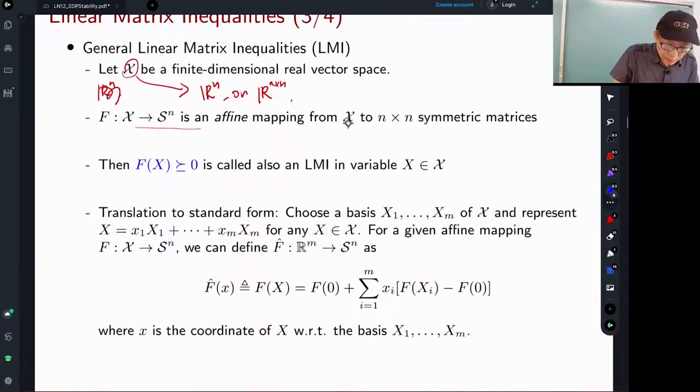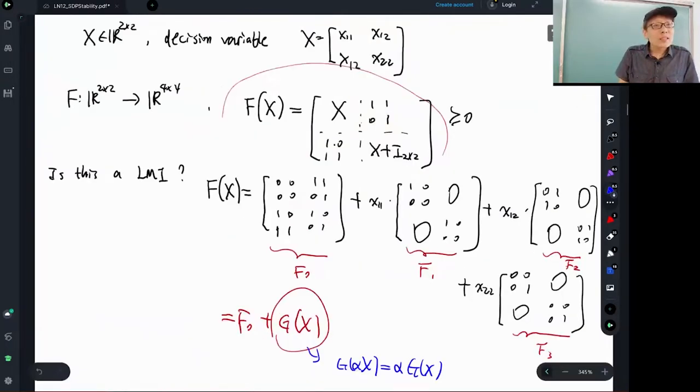Okay, so as long as F is an affine mapping into the symmetric matrices, imposing this F of X positive semi-definiteness is a linear matrix inequality in variable X. In order to transform to standard form, we can choose basis vectors of this space. What Yinghan just did is find a set of basis vectors.